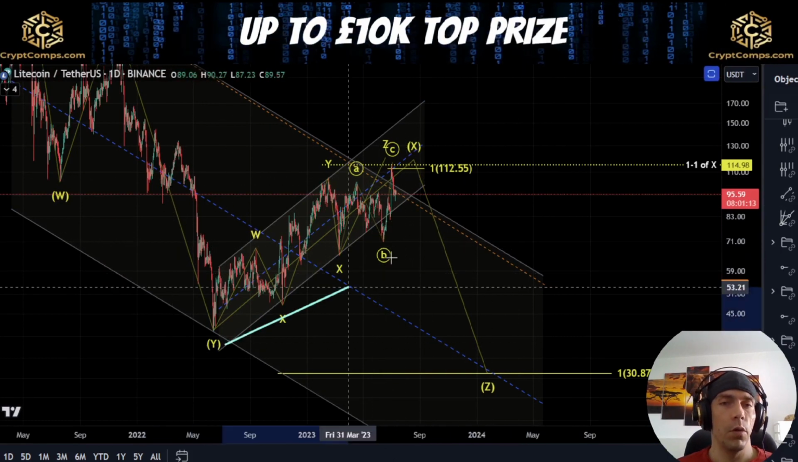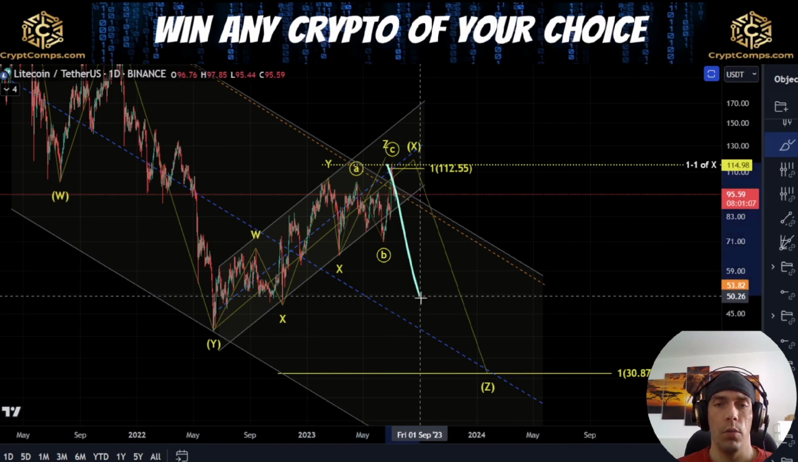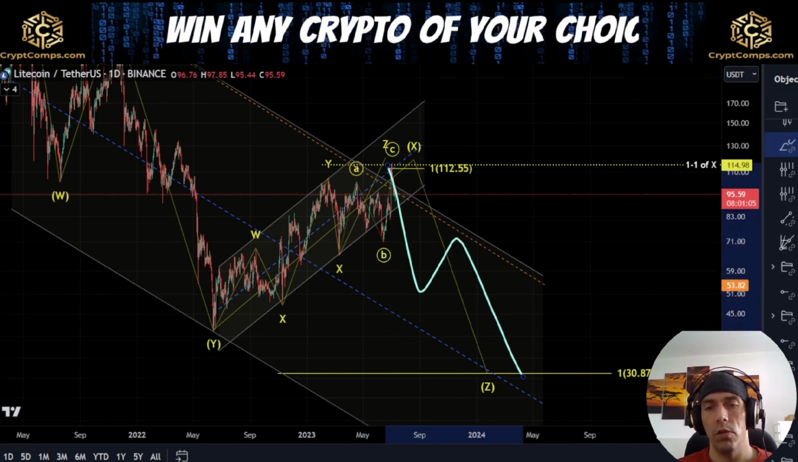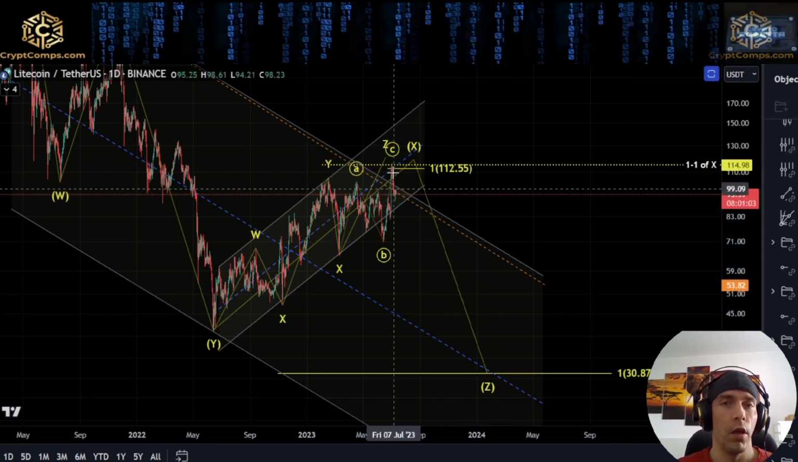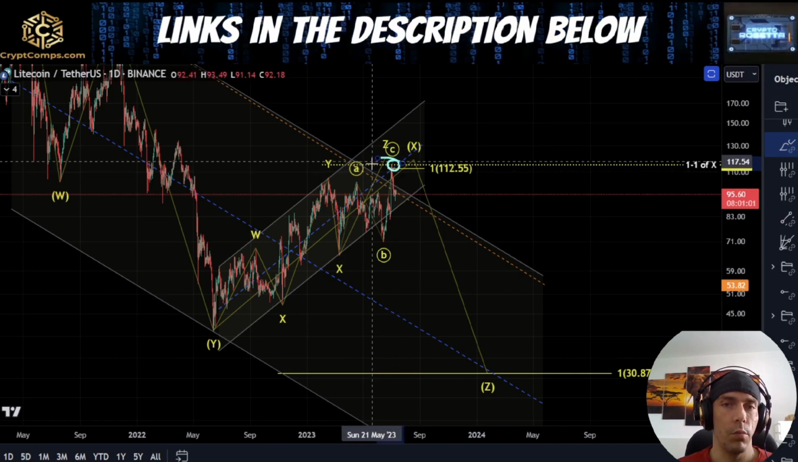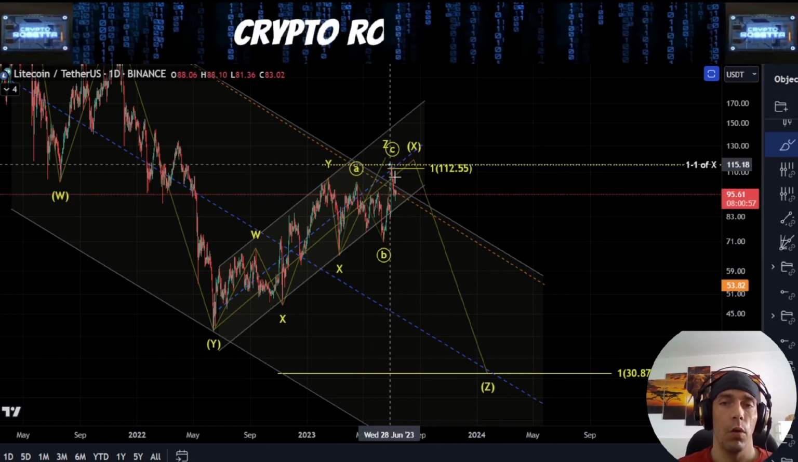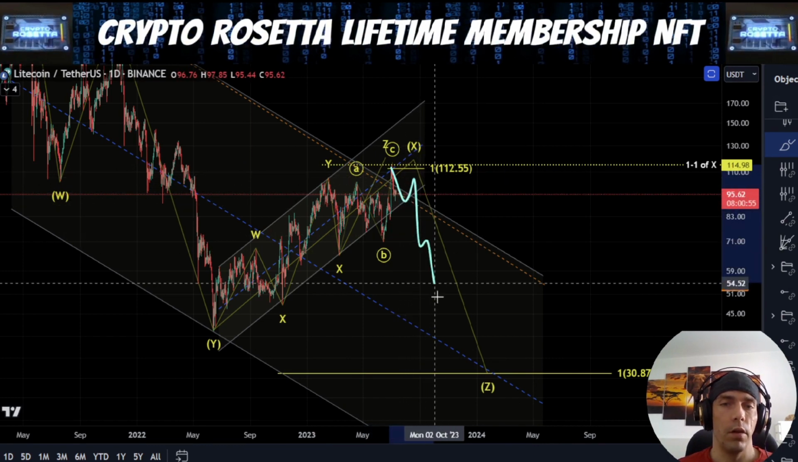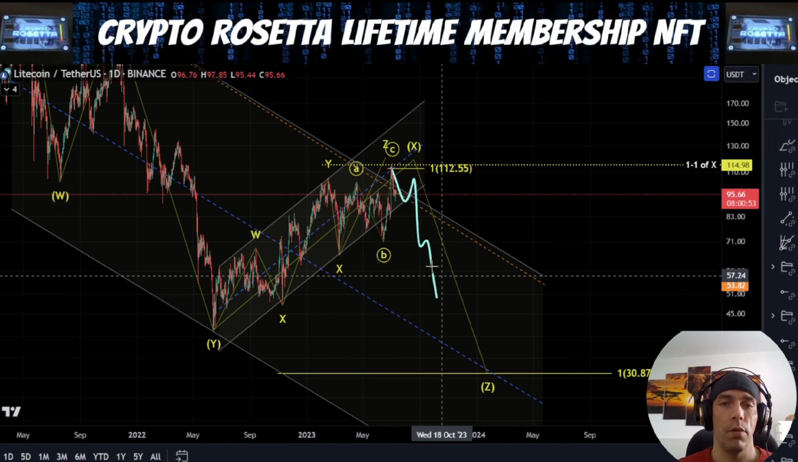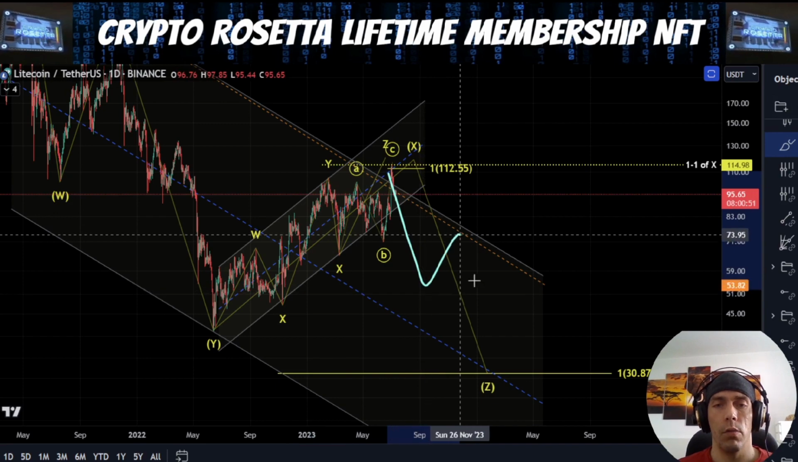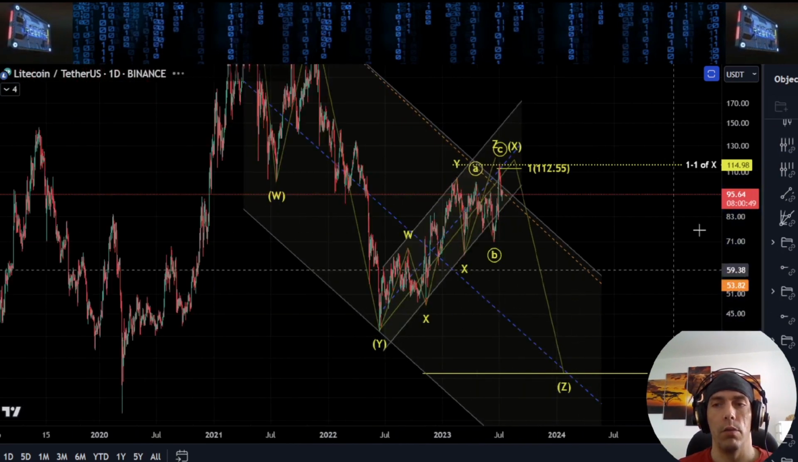Now, if we're looking at this in this way, what I'm looking out for is the possibility that we could start to break down in three-wave structure. Just because we've hit this and had a reaction off this level doesn't necessarily confirm this yet. What I'm looking for is a break back down below this previous X wave here, and I want to see a three-wave structure to the downside, looking for this Z wave.